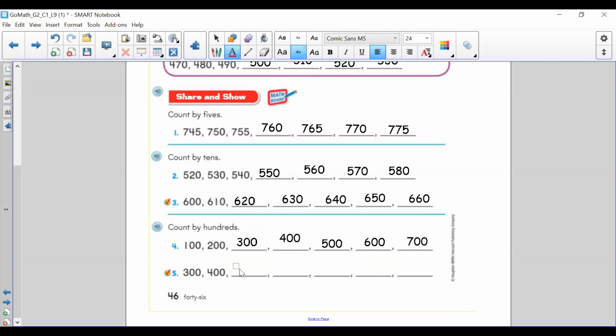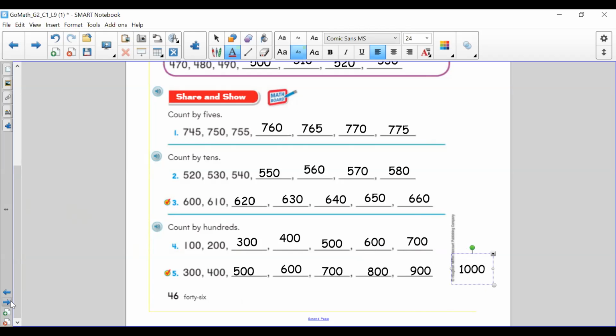300, 400, 500, 600, 700, 800, 900. So does anyone know what our next 100 would be? Because we're already at 900. So let's see if we can figure that one out. Well, if you guessed 1,000, it would be 1,000. After 900, the next 100 is 1,000.